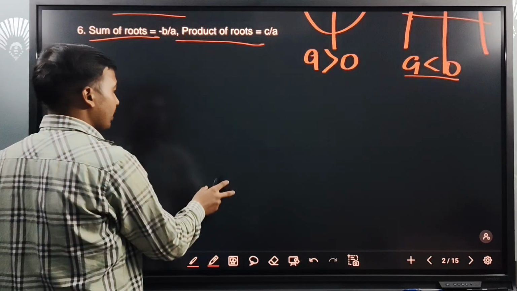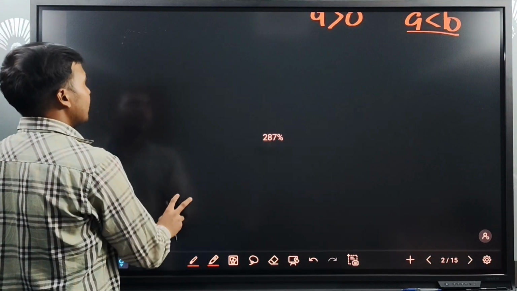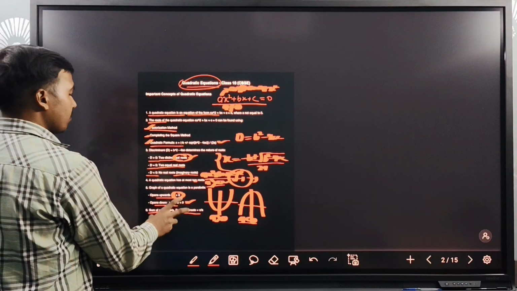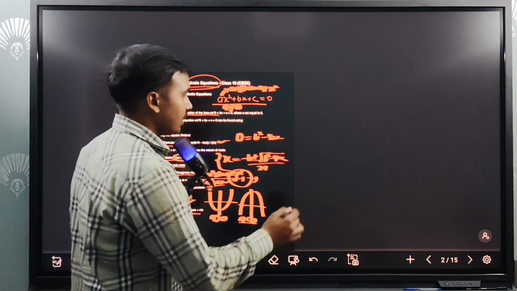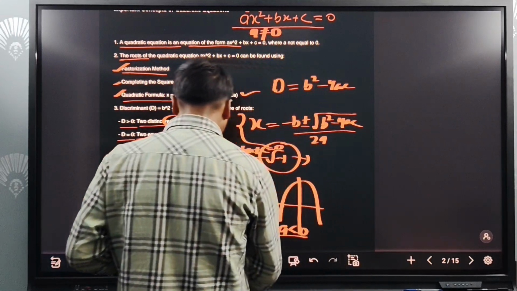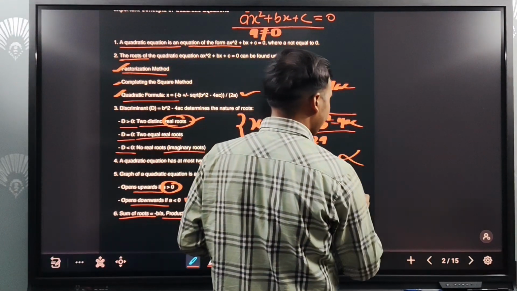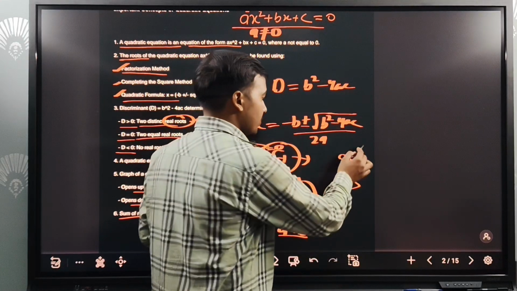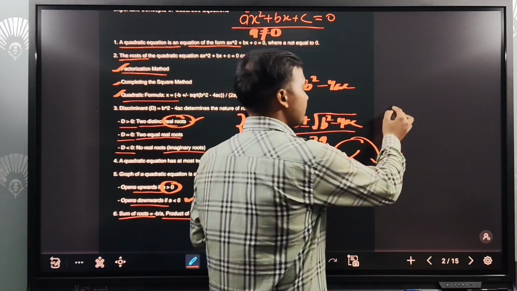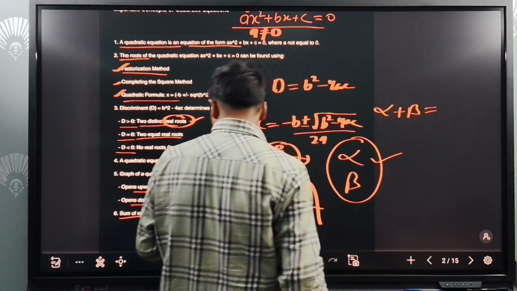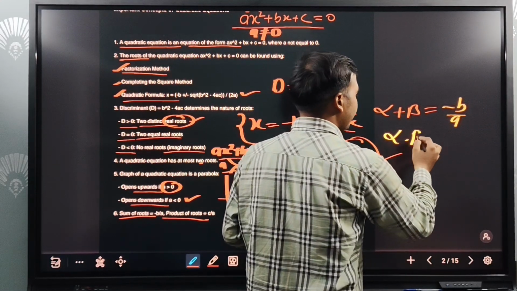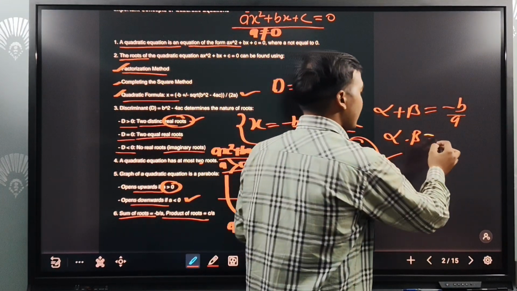I have already taught that there are two zeros of a quadratic equation. Suppose we name the first zero as alpha and the second zero as beta. So these are the two zeros of the quadratic equation, and there are two relations. The sum of zeros, alpha plus beta, equals minus b by a, and alpha into beta, which is the product of zeros, equals c by a.